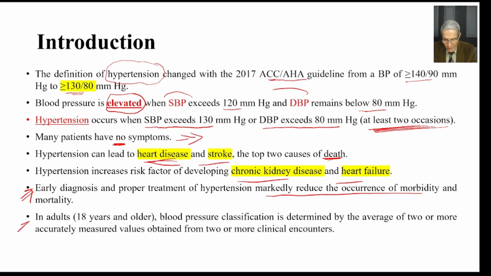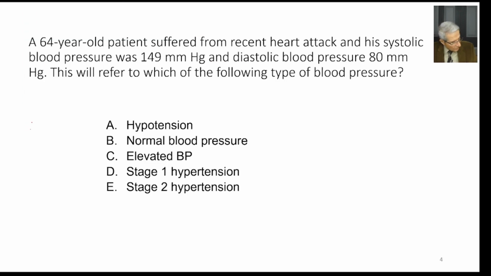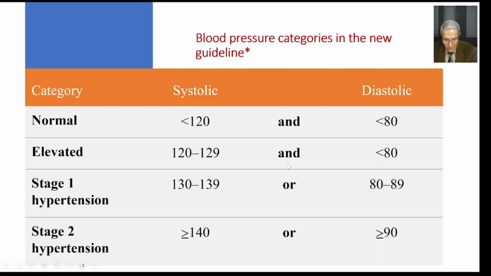Okay, for an adult 18 years and older, blood pressure classification is determined by the average of 2 or more readings. This is very important for us. So this is the category according to the American Heart Association's recent guidelines. We consider the person to have normal blood pressure if the blood pressure is less than a certain level. Here we have systolic, and here we have diastolic blood pressure. If systolic blood pressure is less than 120 and diastolic blood pressure is less than 80, this is normal.